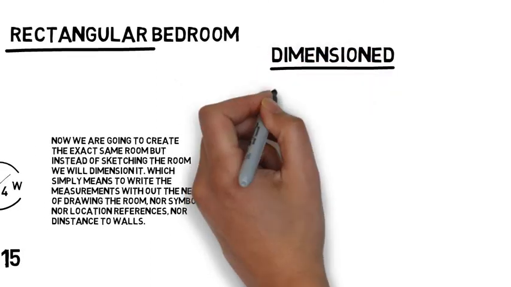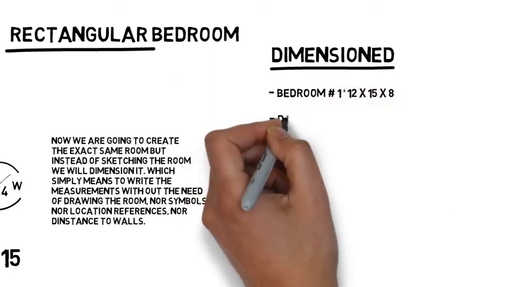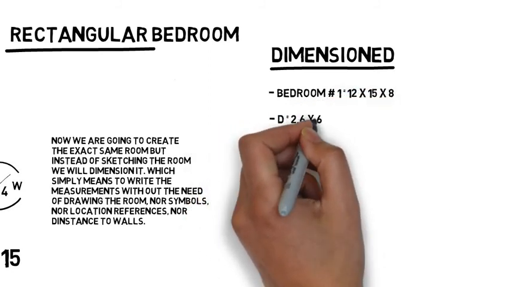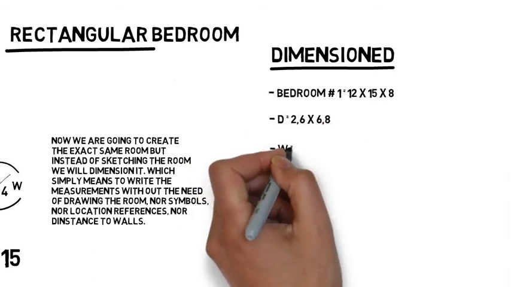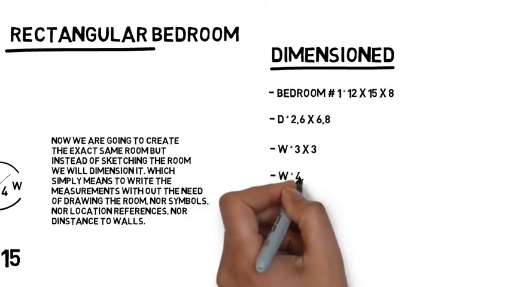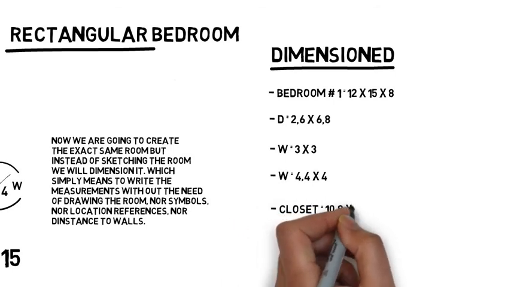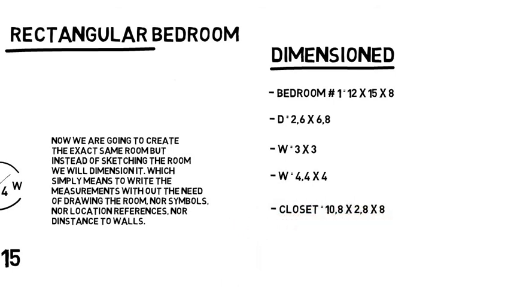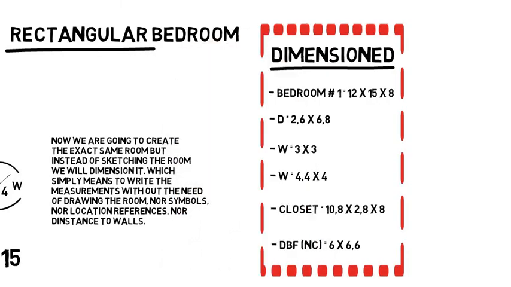Name of the room is Bedroom 1. It's 12 feet by 15 feet by 8 feet height. It has a standard door, 2 feet 6 inches by 6 feet 8 inches. It has a window, 3 by 3 feet, a 4,4 by 4 window, a closet that measures 10,8 by 2,8 with a ceiling height of 8 feet, and has a double bifold door, 6 feet by 6 feet 6 inches with no casing. This is how you dimension a room.